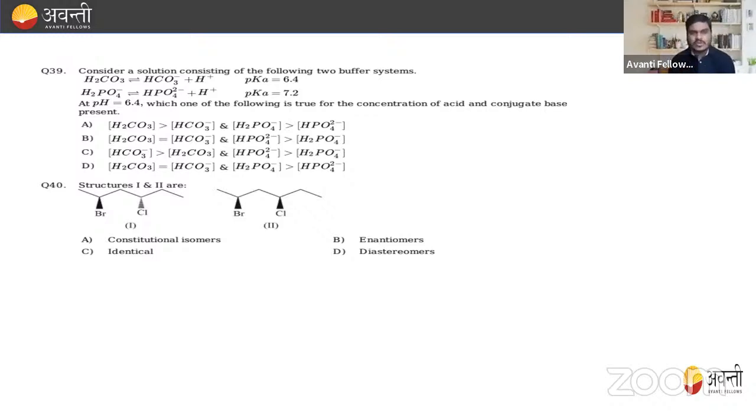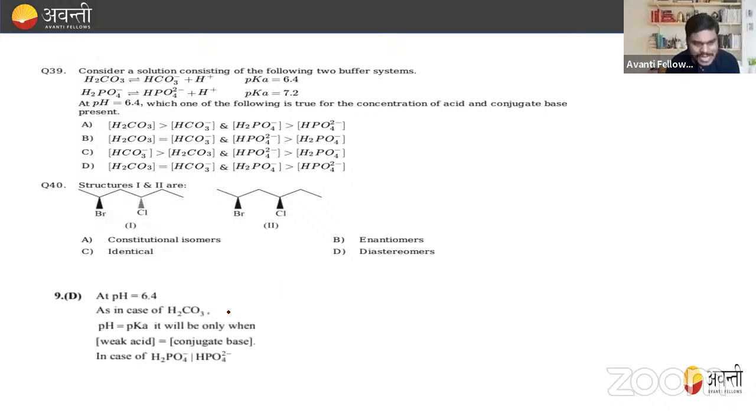So let's discuss this question 39, then we move to question 40. We know that at pH equal to 6.4, in case of carbonic acid, H2CO3, pH is equal to pK. Whenever pH is equal to pK, it will be only when the weak acid is equal to the conjugate base, right?